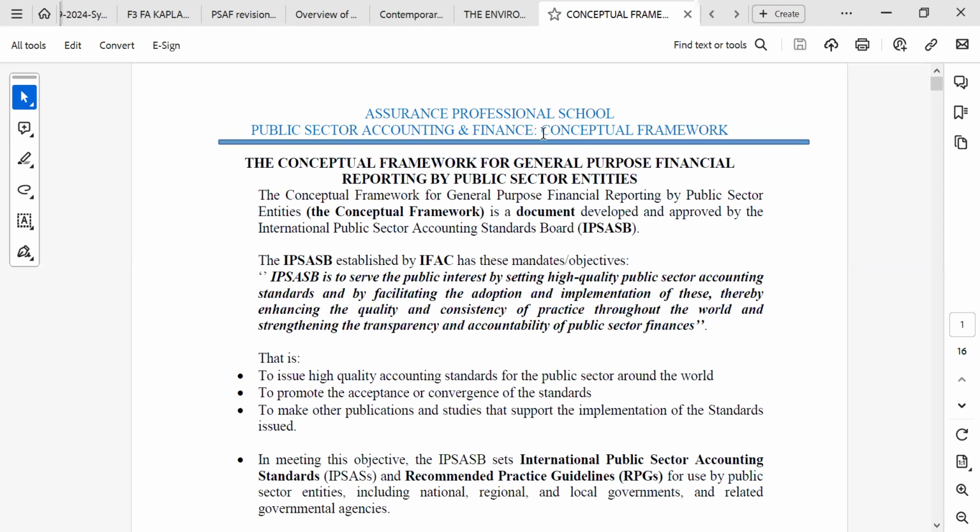What do we call the conceptual framework? The conceptual framework is a document developed and approved by the International Public Sector Accounting Standards Board. It's a document that is issued as a supplementary note to the standards, because they know that not all the issues are covered by the standards, because they only develop a standard for issues that need their attention. There are some issues that are happening in the business world, but they are not aware of it, so they can't issue a standard to regulate those particular issues.